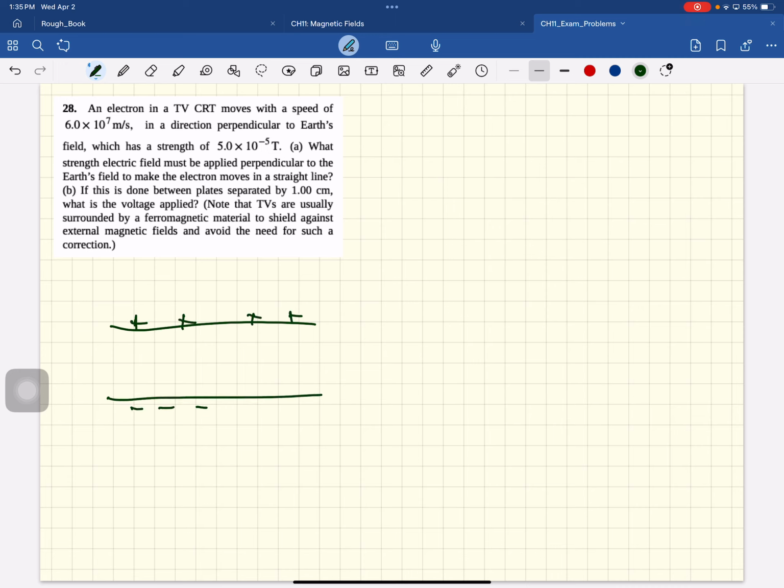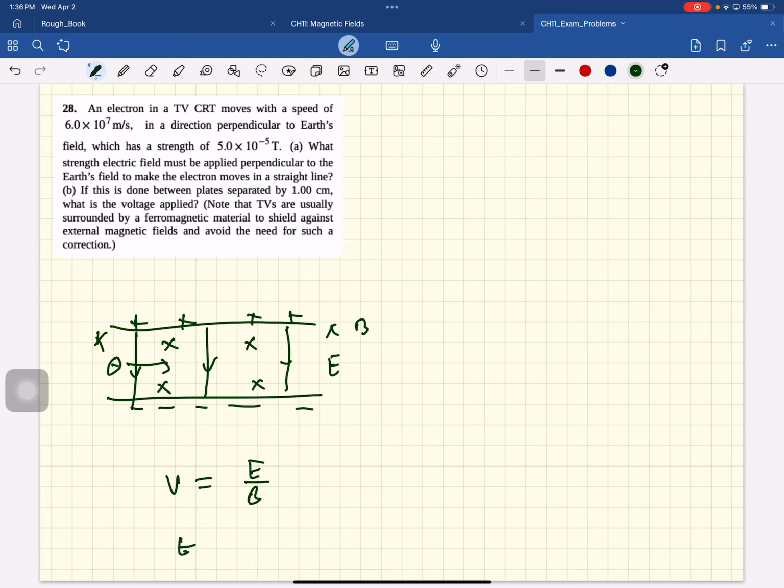Okay, so here's the velocity selector. Well, here's the electric field, and let's say you have the magnetic field there. And you want the electron to move in a straight line, okay? So the velocity selector is E over B. So what are you given? The electric field that you need is V times B.